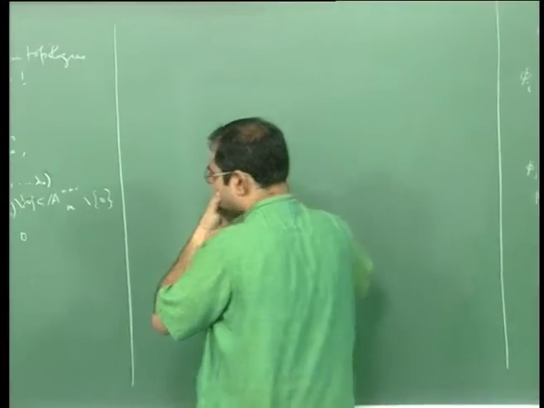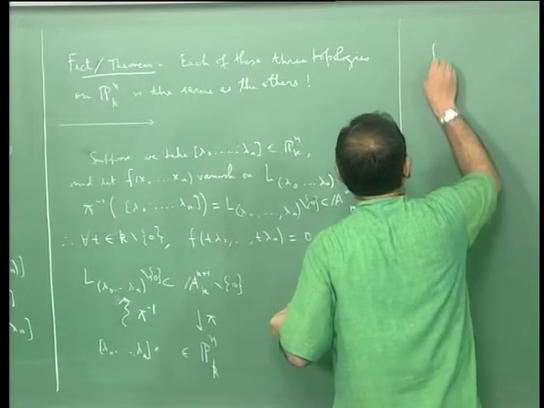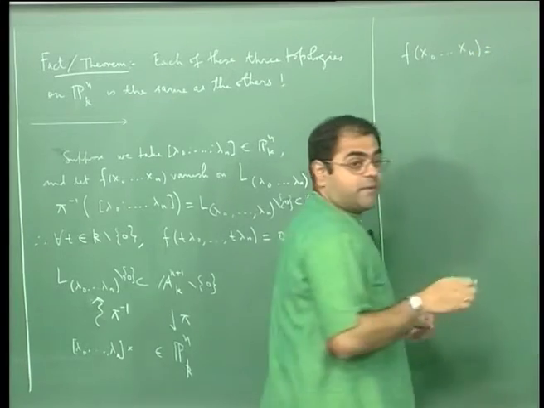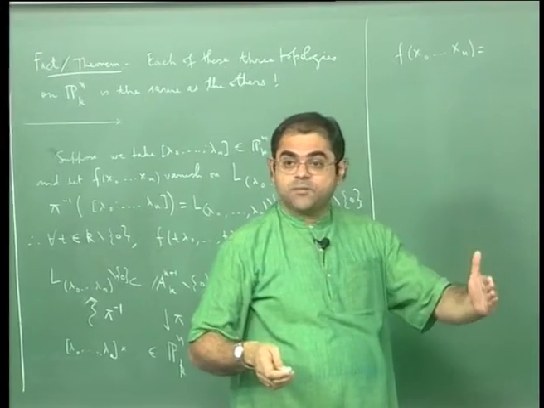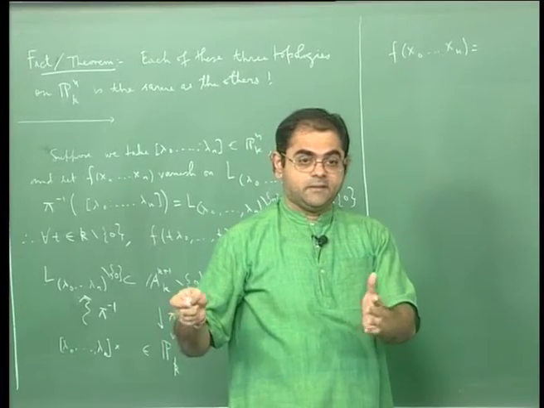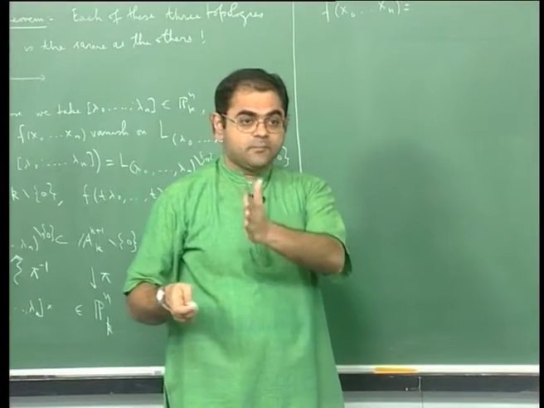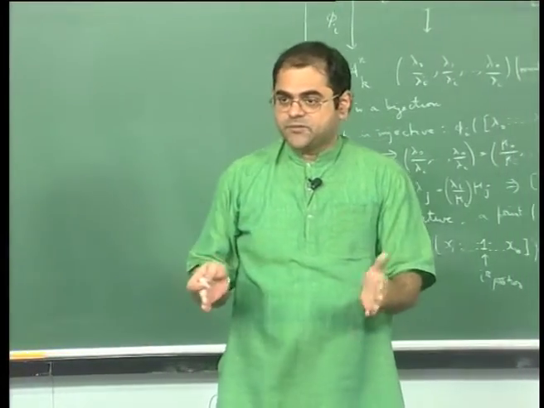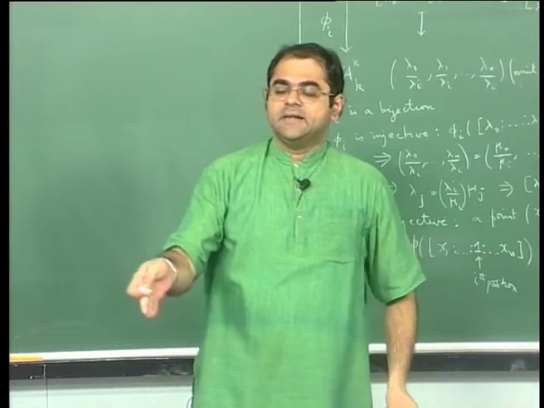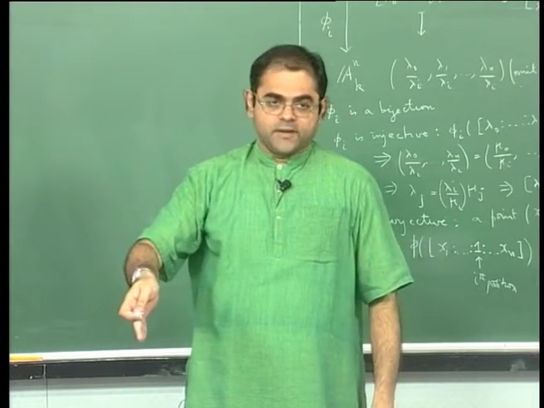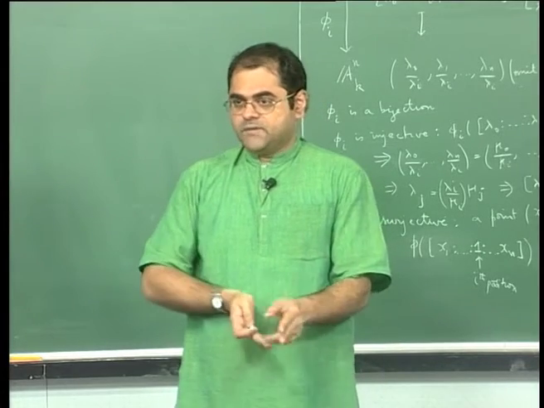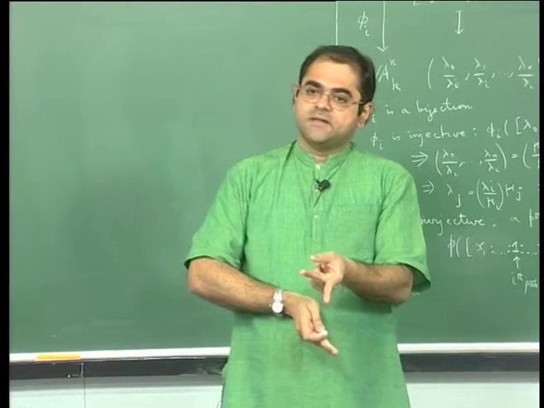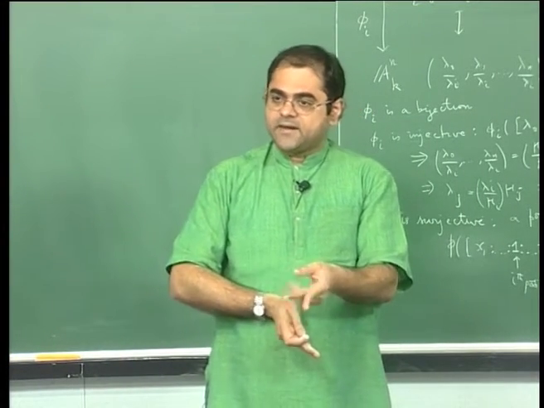In any case, now you write this polynomial f of x naught through xn and break it down into its various homogeneous components. A polynomial in n variables can be broken up into a sum of pieces, each of which is homogeneous of a particular degree. There is a degree 1 term which is a linear expression in the xi's. Then there is a degree 2 term, which involves xi squared and xi xj, and so on.